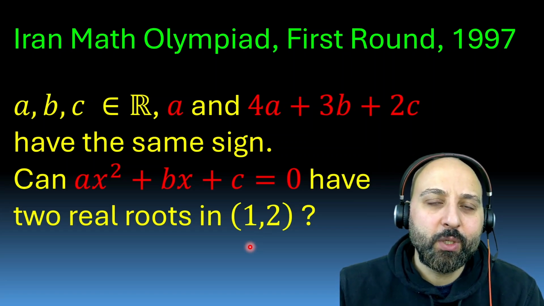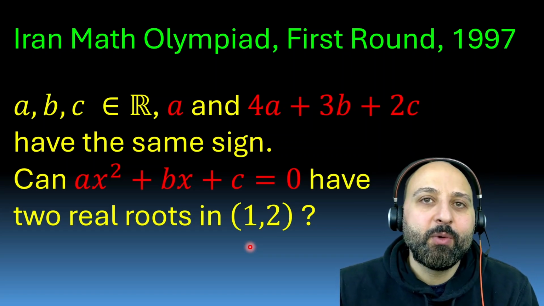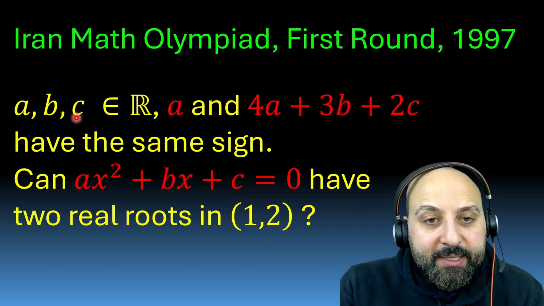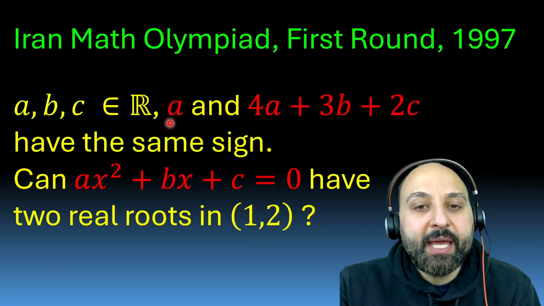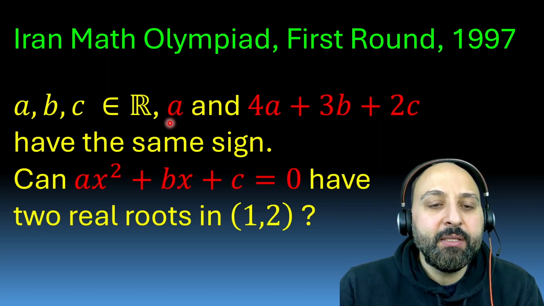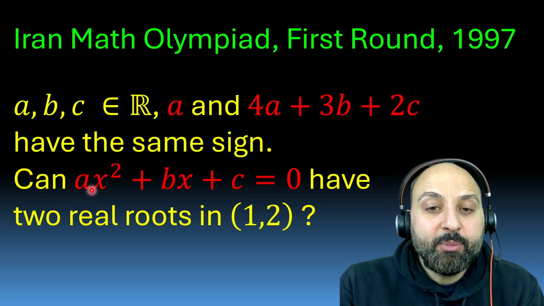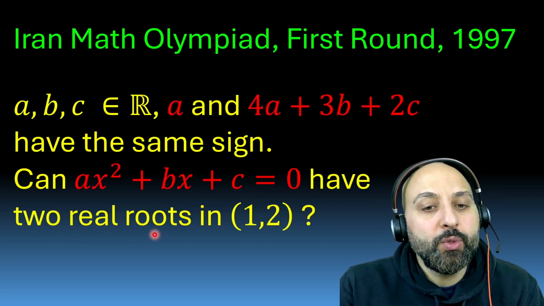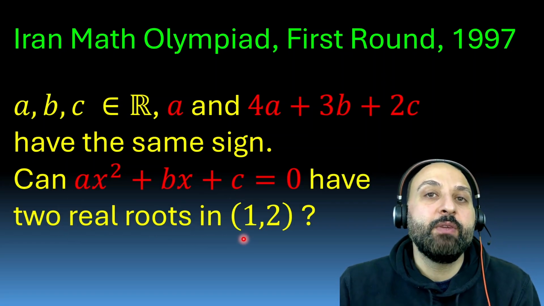Hi, here we have another question from Iran Mathematical Olympiad round number 1, year 1997. The question says, a, b, and c are elements of the real numbers. a and 4a plus 3b plus 2c have the same sign. The question is, can the polynomial ax² plus bx plus c equal to 0 have two real roots in the interval between 1 and 2?